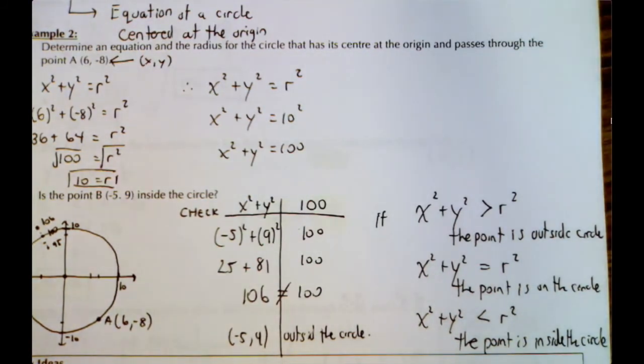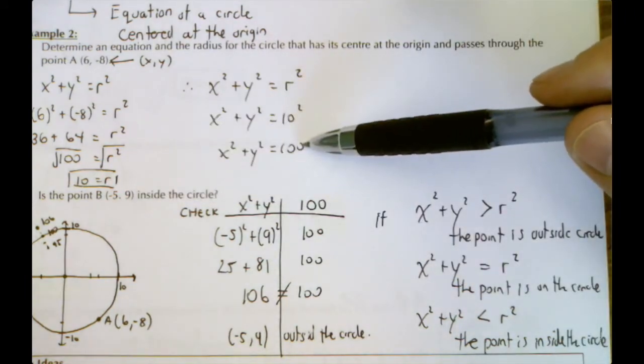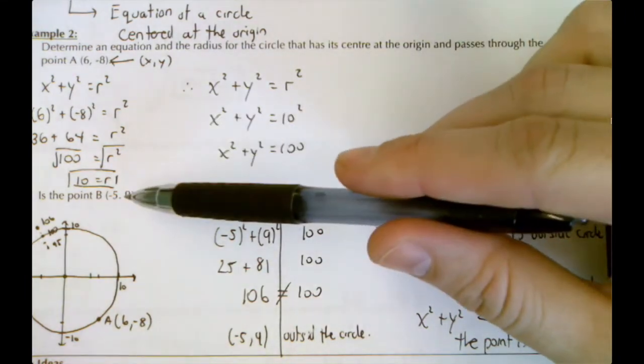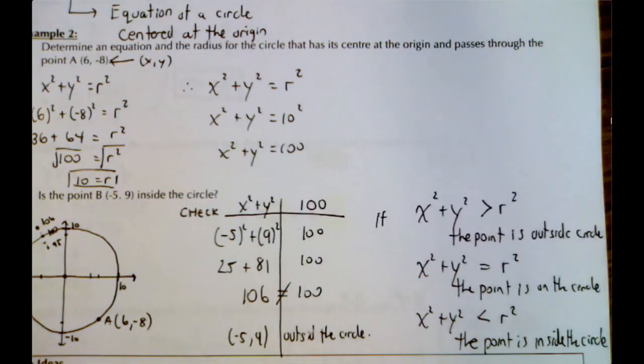And that's it for lesson 2.4, equations of a circle. What you need to be able to do is find the equation of a circle by plugging in the radius. If you're given a point, you need to be able to find the radius and plug it in to write the equation. And you need to be able to check to see if a point is inside, outside, or on the circle by doing a check.